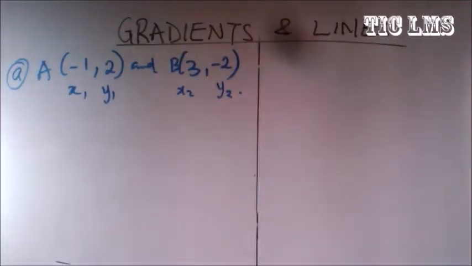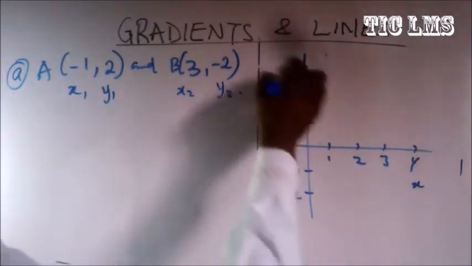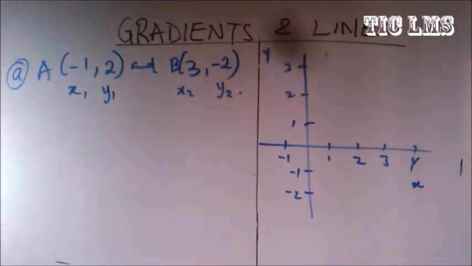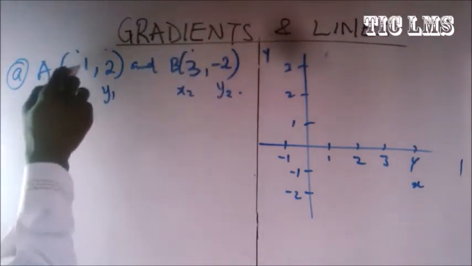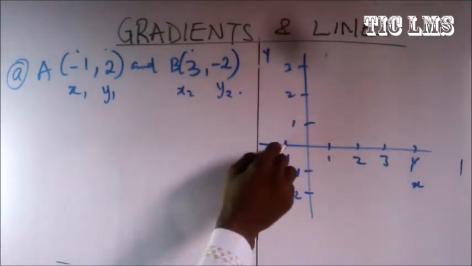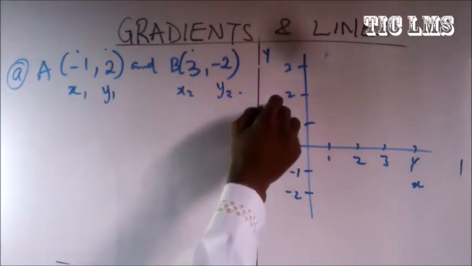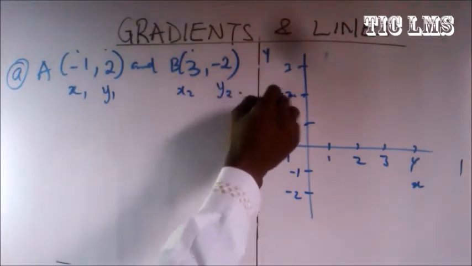Alright, so for us to solve this question, let's put up a graph like this. This is the x-axis and here is the y-axis. Now for this, we are told that point A is (-1, 2). Now where is -1 on the x-axis? Here is the x-axis and here is our -1. And then we trace it to where 2 is. So here is 2 on the y-axis. And so we'll tick this place.